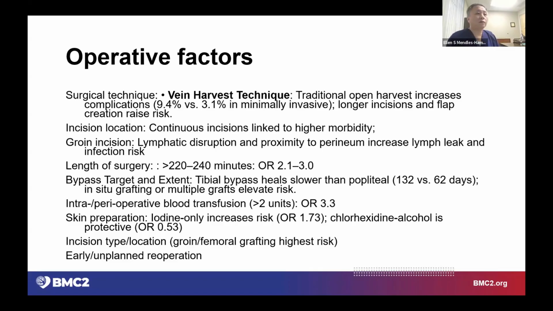So if the surgery takes longer, there's a higher chance of wound complication. And if there's more blood loss and the patient needs a blood transfusion, there's a significant increase in wound complication as well. That's one thing we all know, that if you use iodine prep, you have a higher wound infection risk compared with chloroprep. And if you have to go back in for any reason, for bleeding mostly or graft thrombosis, that will increase your chance of wound complication. Next slide, please.